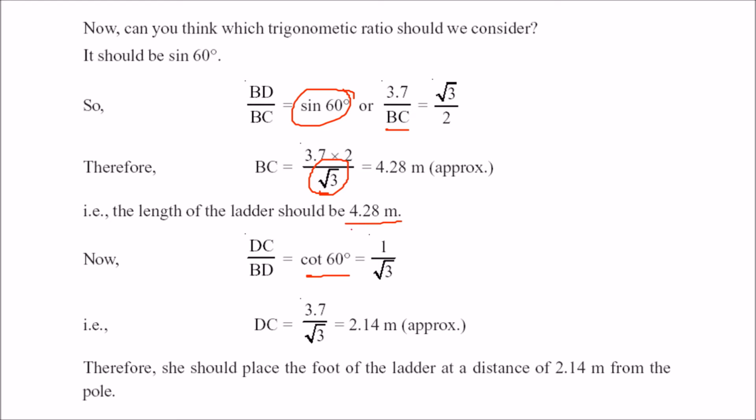And as I discussed earlier, this cot 60 will be 1 by root 3. That will give you this answer. 2.14 is the distance of the ladder from the foot of the pole.